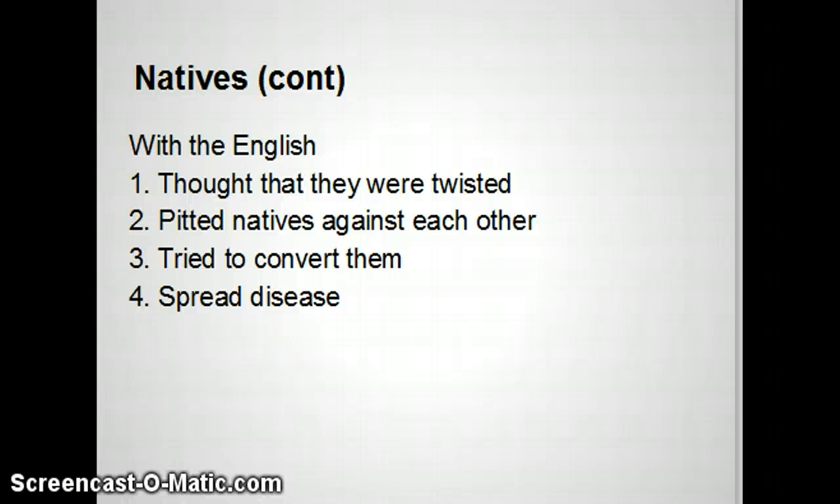The British also tried to convert the natives to Christianity, which was not often met with open arms, and was sometimes met with violence, as the natives were unwilling to part with their traditions.